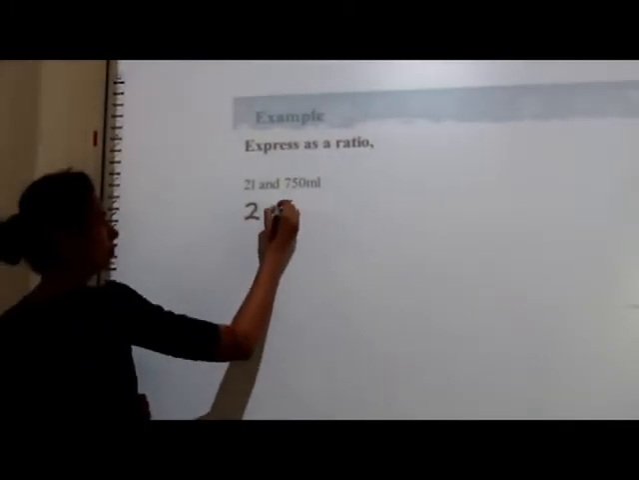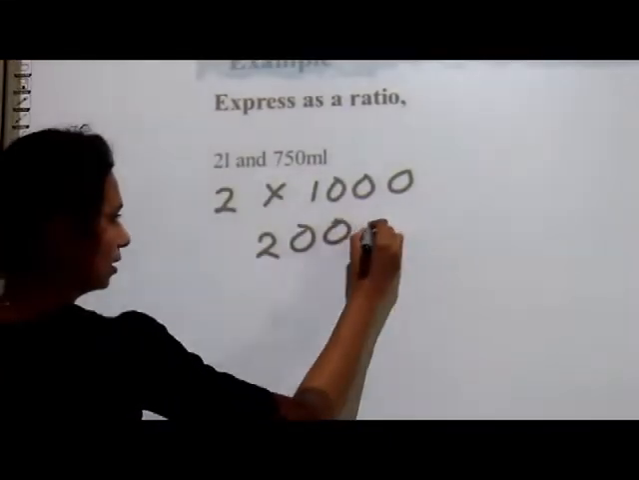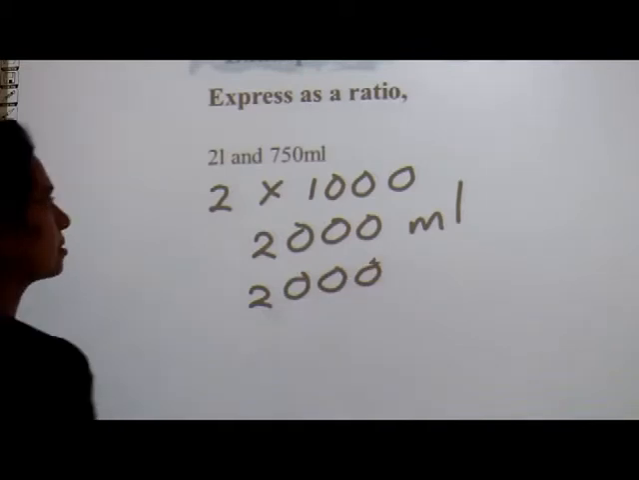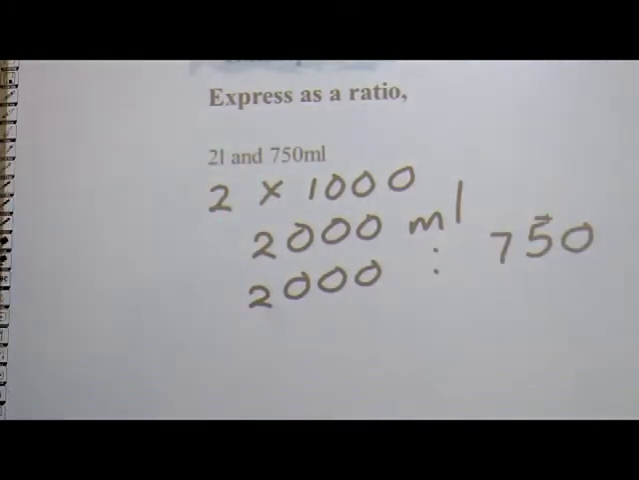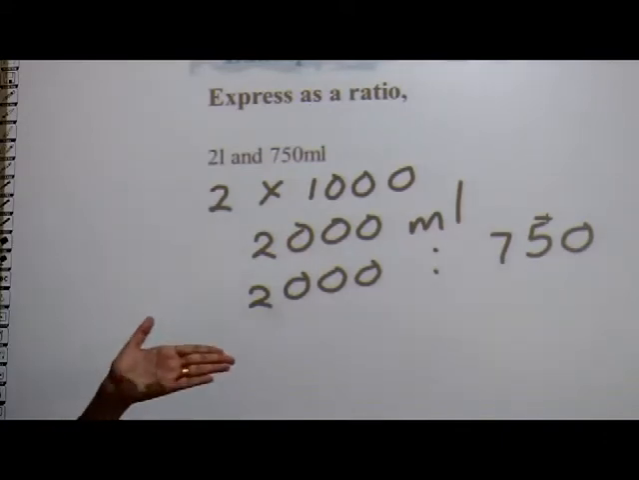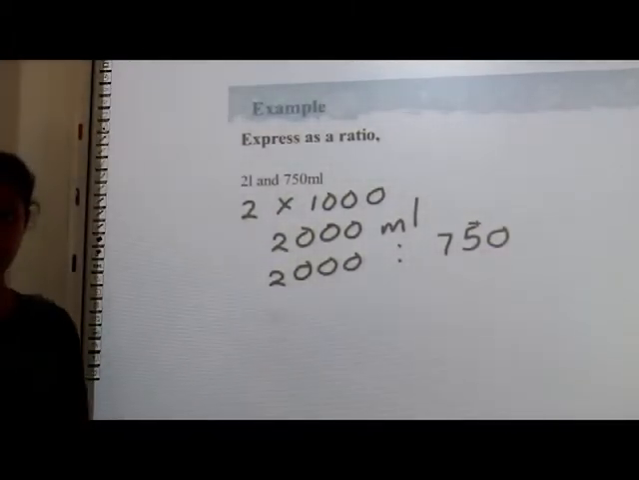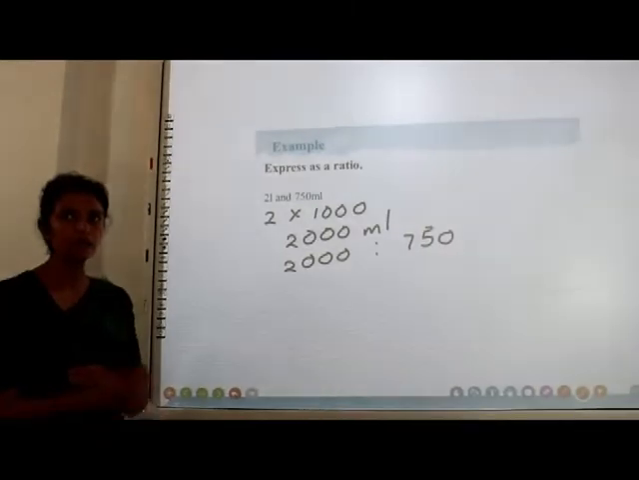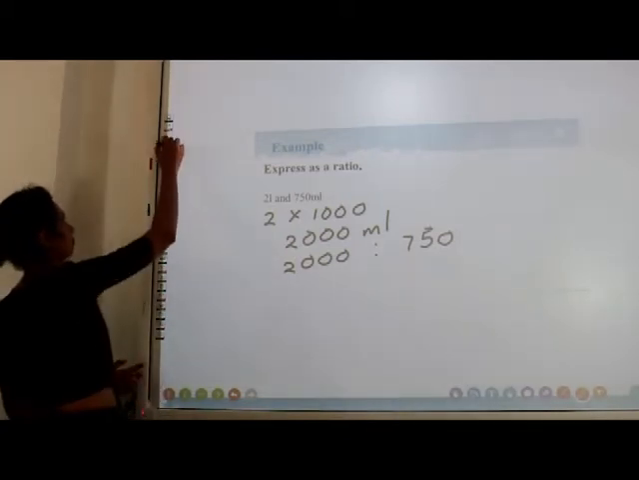We can write 2 liters. By converting into milliliters, it is 2000 milliliters. Now we can write 2000 milliliters to 750 milliliters. This is the actual ratio between 2 liters and 750 milliliters. It is 2000 to 750. So keep in mind that when you are expressing a given ratio, you have to convert the given numbers into the same unit. Okay, now next one.